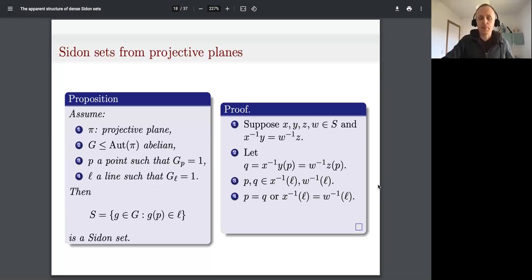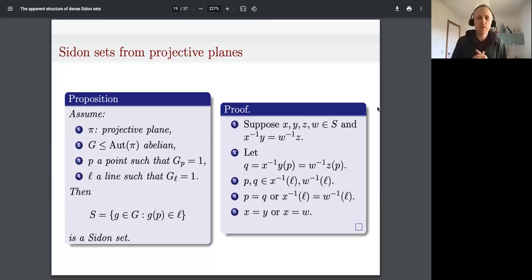And finally, I'm assuming that the action of the group on the orbit of P and on the orbit of L is regular. So what that implies is that x equals y or x equals w. So it's just a definition chase to verify that the set S is a Sidon set.